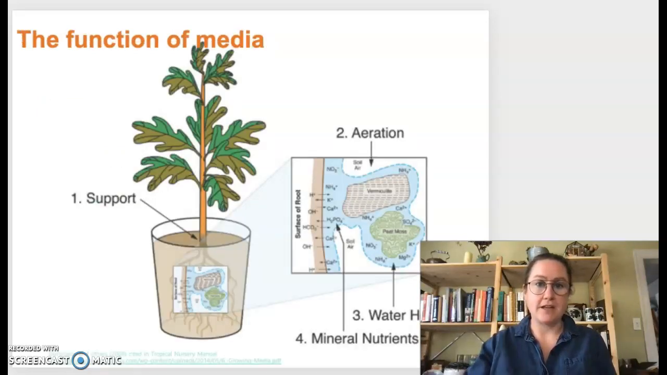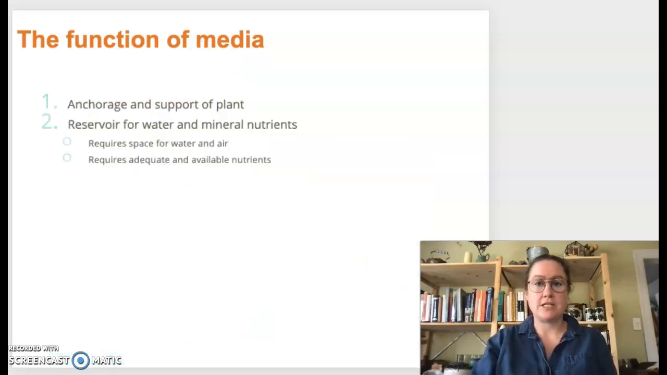Let's take a look at the primary functions of media. So first of all, we're thinking of how this substance is supporting your plants. Second of all, we're thinking about aeration, the airspace that is distributed throughout the container for the roots. Third, water holding capacity. And fourth, minerals and nutrients. So let's drill into water holding capacity, nutrition, and airspace.